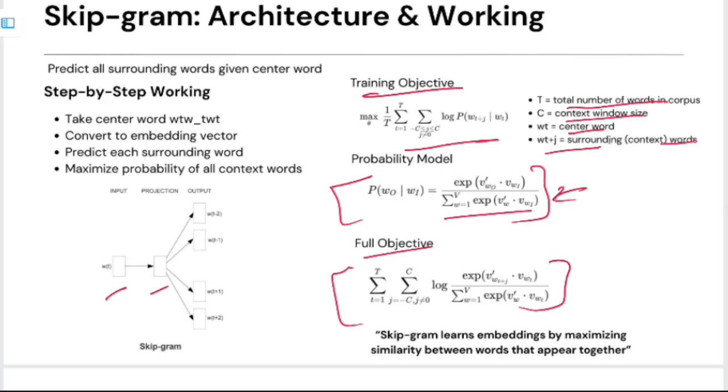So skipgram learns embeddings by maximizing similarity between words that appear together. Words that share context get pulled closer in vector space. This is the benefit of using skipgram. So skipgram is essentially learning by reinforcing co-occurrence patterns.